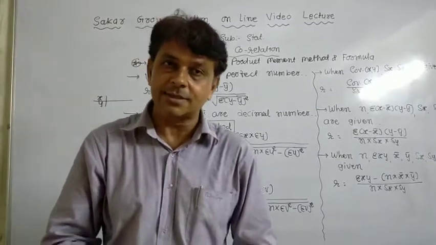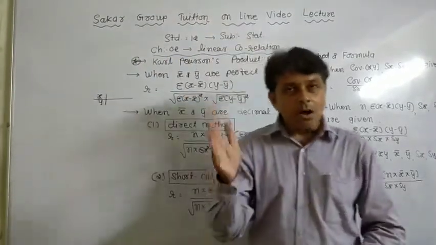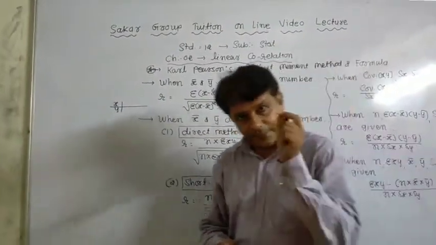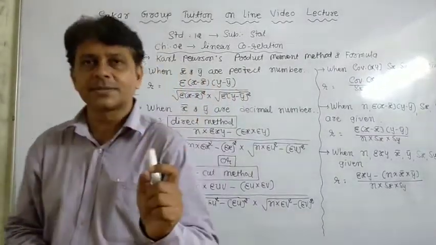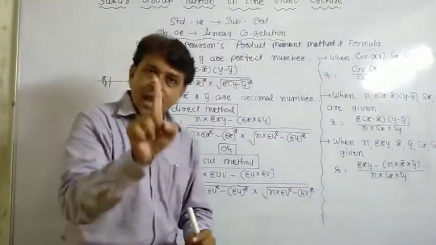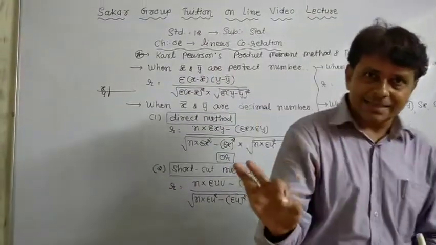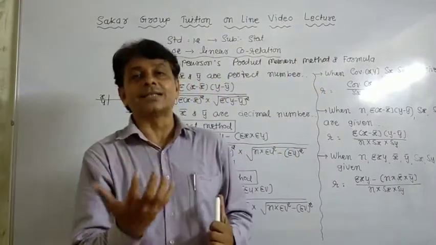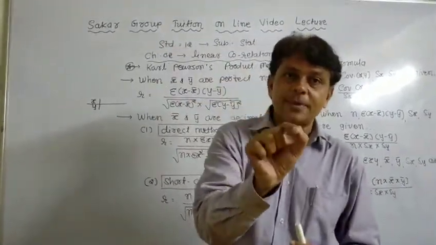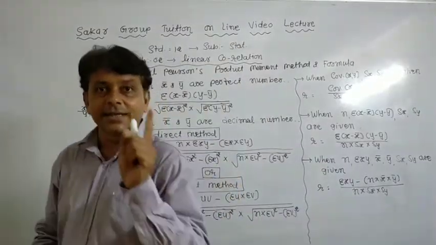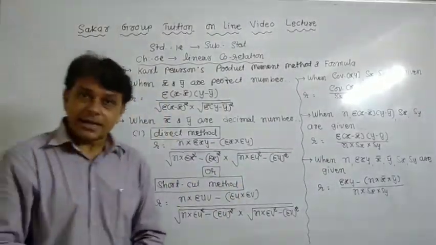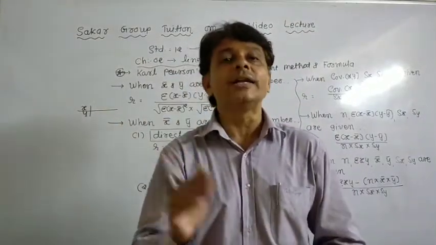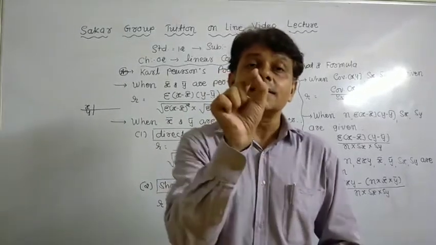But listen to me carefully students, it is not necessary that whenever we find the means, both come out as perfect numbers. Sometimes one mean or both means may be a decimal number. Now, what is a decimal number? If the answer comes with a point value, then it is called a decimal number. For example, if x bar comes out as 22.35 or 27.39, such numbers are called decimal numbers.